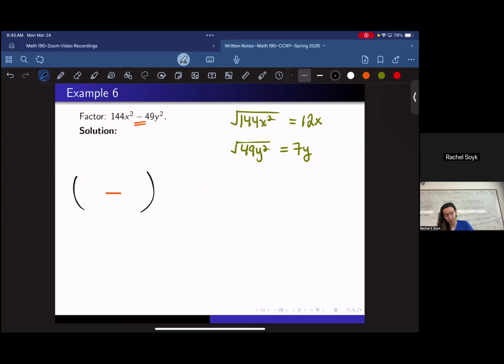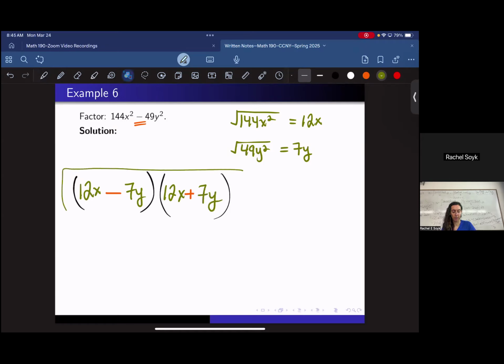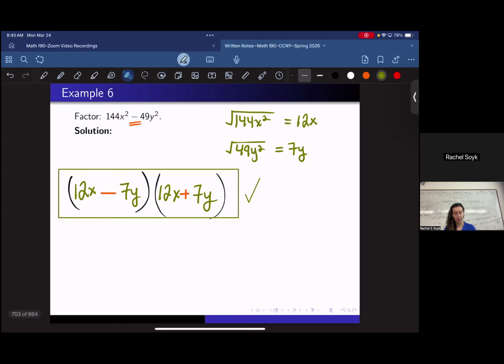This is another difference of squares problem. We have a plus. I have to get a new tip soon. And so let's just fill it in. 12x minus 7y and 12x plus 7y. And we're done. Let's keep going.